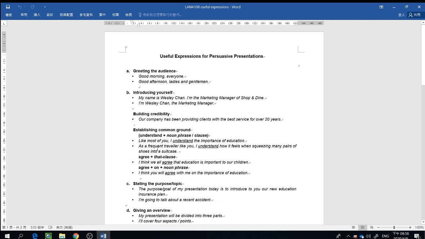And then here is the technique for you to build common ground. As you learned in your CA, you may try to build up some kind of common ground. This is one kind of presentation skill that you may make use of. Make use of any one of these whenever you find it appropriate.